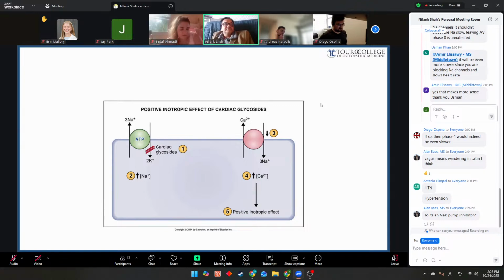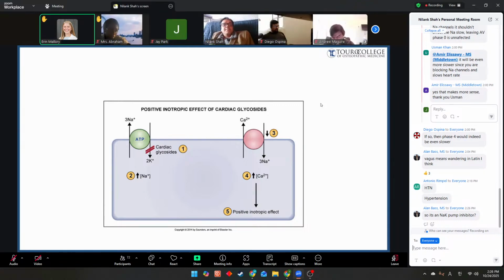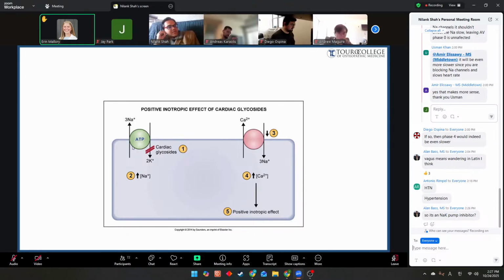Yes, Erin. Because you're blocking potassium from entering, the sodium won't be able to leave. And on the pump on the right, sodium will end up coming in, so calcium won't leave. So you'll have increased intracellular calcium, creating more contractions. Excellent. Very good. Thank you, Erin.